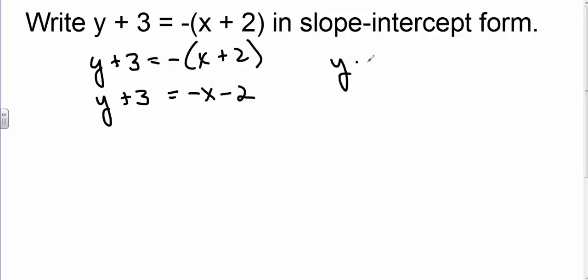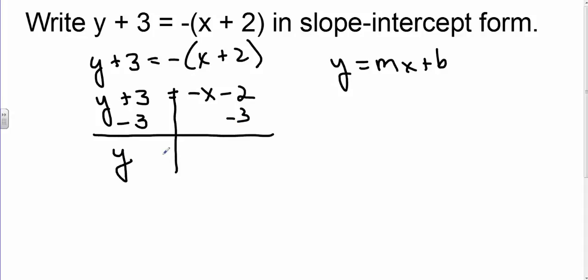Remember, slope-intercept form is y equals mx plus b. So we want the y to be over here by itself. So let's go minus 3. Minus 3. And that gives us y equals negative x minus 5. And we've got it in slope-intercept form because now we've got the y, we've got the m, right here, the negative what? Right, negative 1. We've got the x, and we've got the b. So we've got it in slope-intercept form.